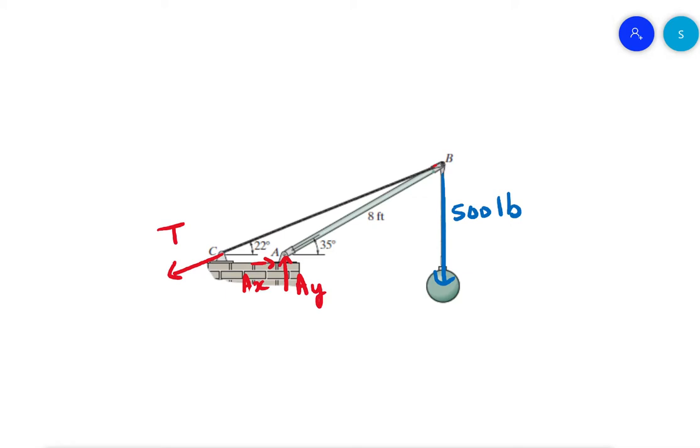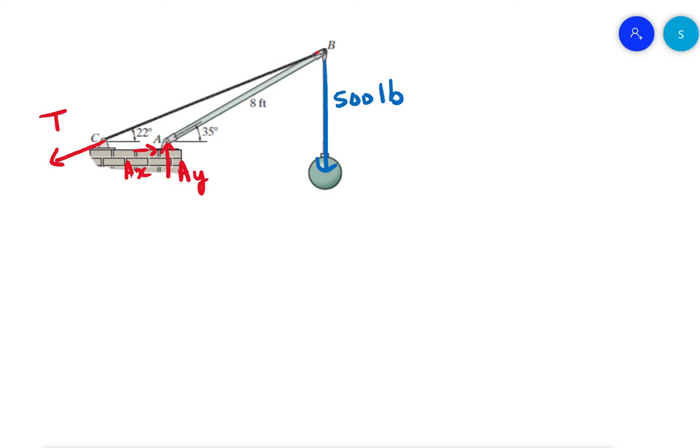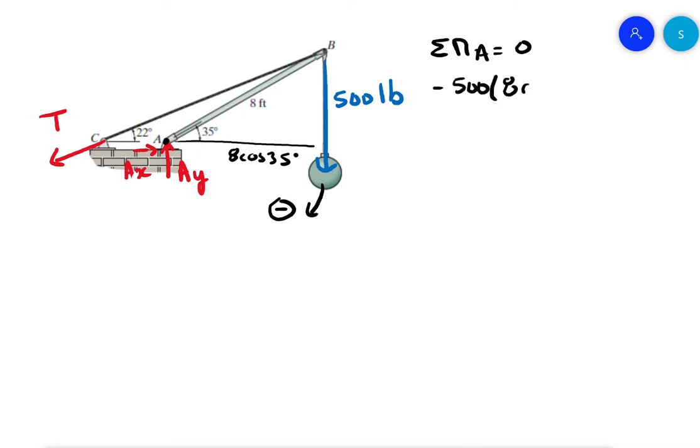Okay. So which equation can we use to find T first? What looks the most logical is to do the moment about A. So sum of the moment about A equals 0, right? So what do we have if we do the moment about A? We have this distance that is 8 cosine 35. And this 500 is going in the negative direction. So minus 500 times 8 cosine 35.